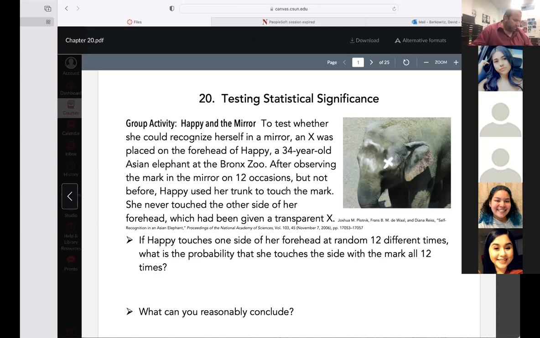I think she recognized herself. Okay, so I think she recognized herself too. We have to ask ourselves, what's the likelihood that you randomly touch one side 12 times in a row if it should be perfectly random, versus, oh, wait, there's a reason behind why you're doing what you're doing. So in this case, if you do it all 12 times, that's probably an indication that she recognizes herself. If it was 100 times, I think we would all agree. 12 times, maybe it's too close to the true value, maybe not.